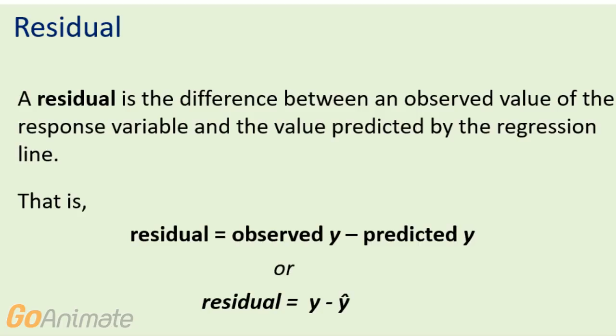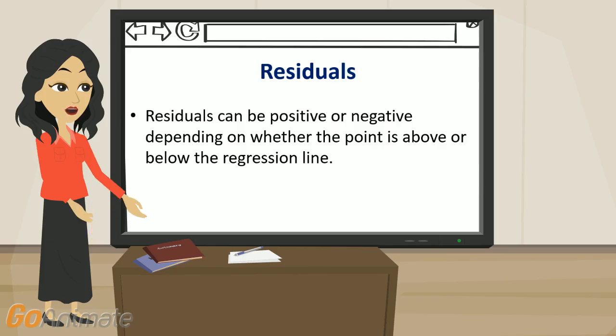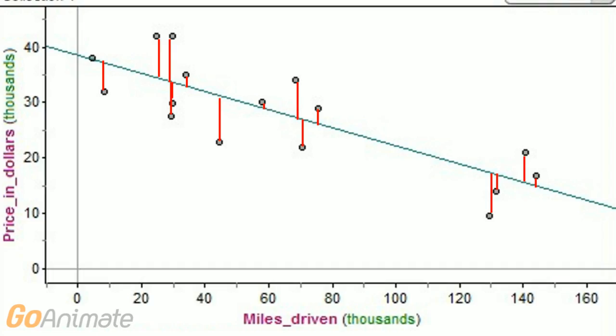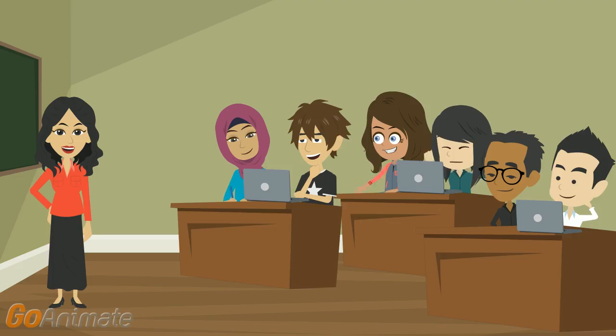A residual is the difference between an observed value of the response variable and the value predicted by the regression line. Residuals can be positive or negative depending on whether the point is above or below the regression line. You can see on this graph that the points above the line are the positive residuals and the points below the line are the negative residuals. The red lines show the vertical distance from the line to each point. So if we make the red lines on the graph as short as possible, then that would be a good regression line. Since some are negative and some are positive, will they cancel each other out?